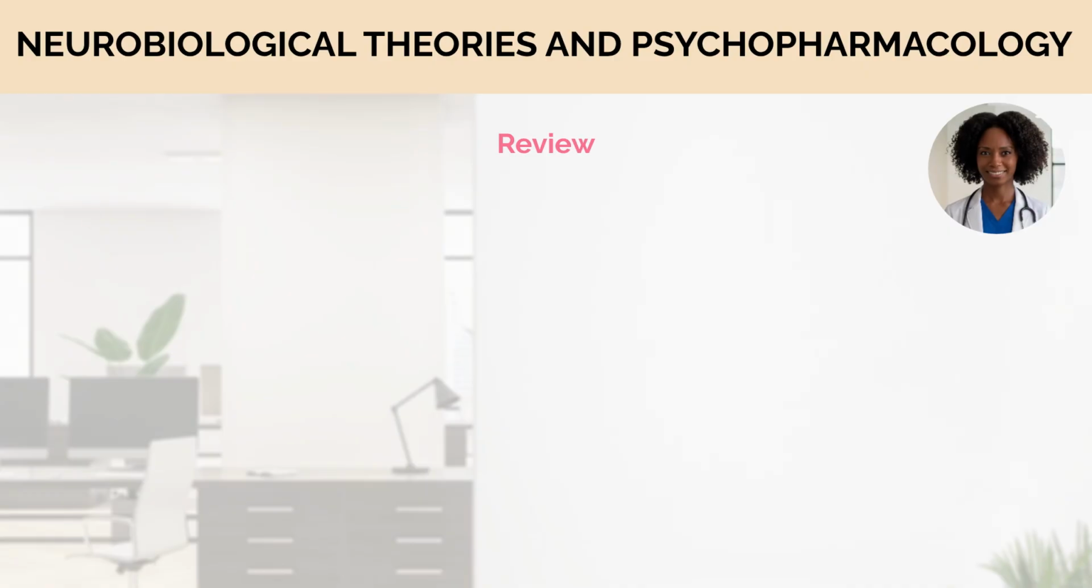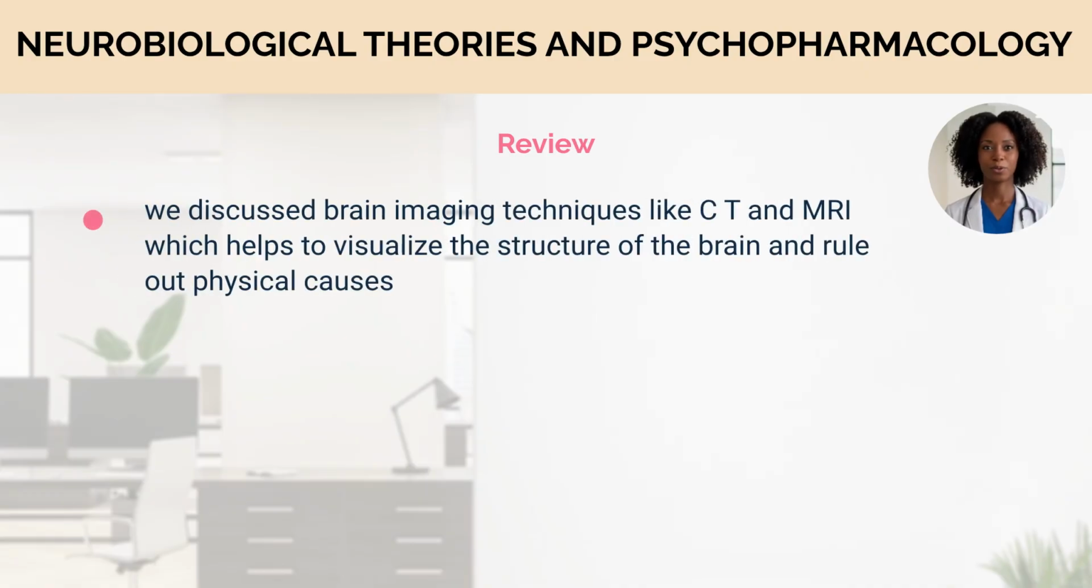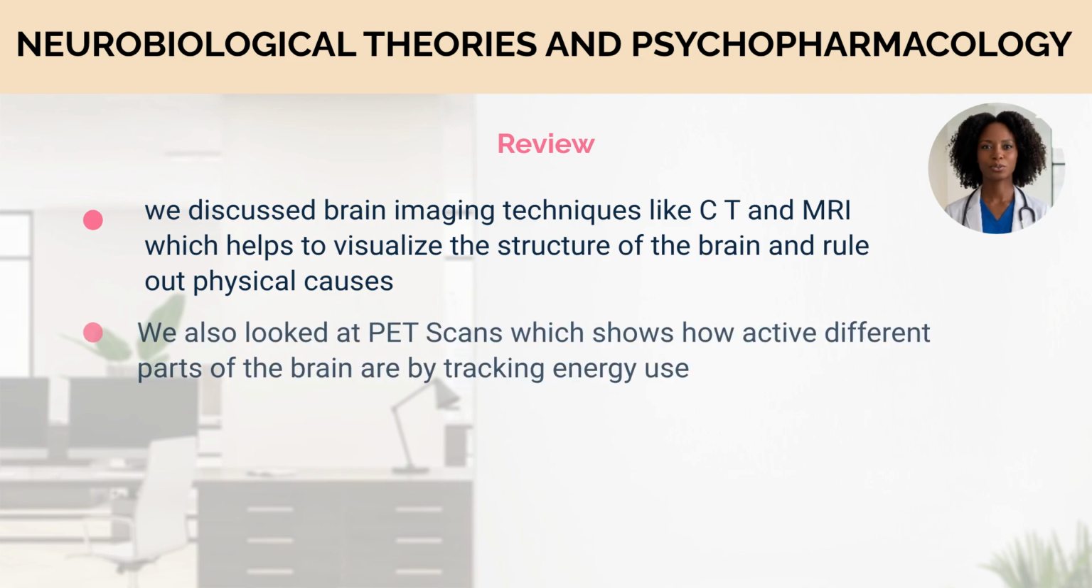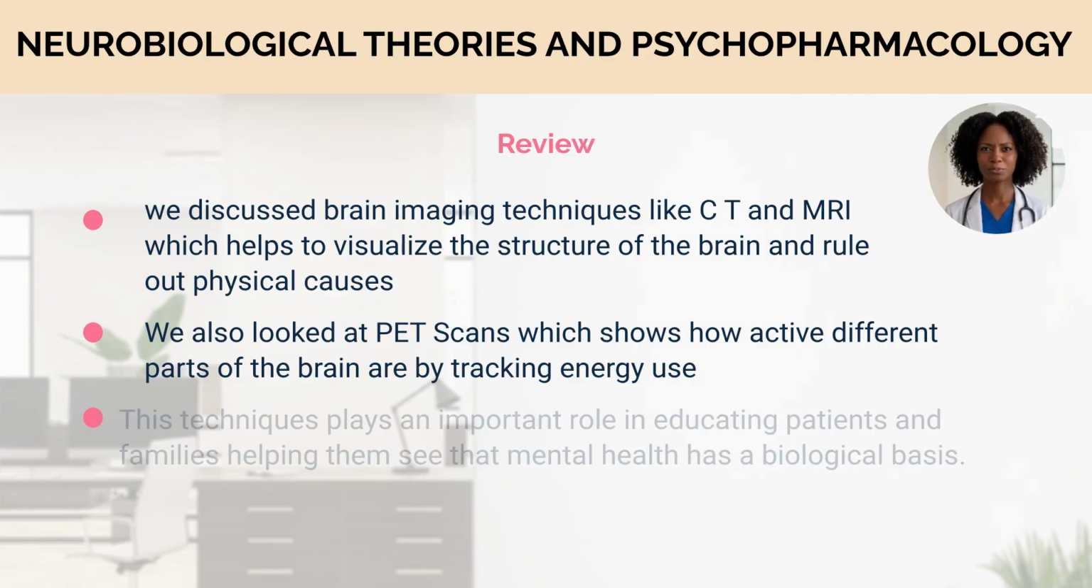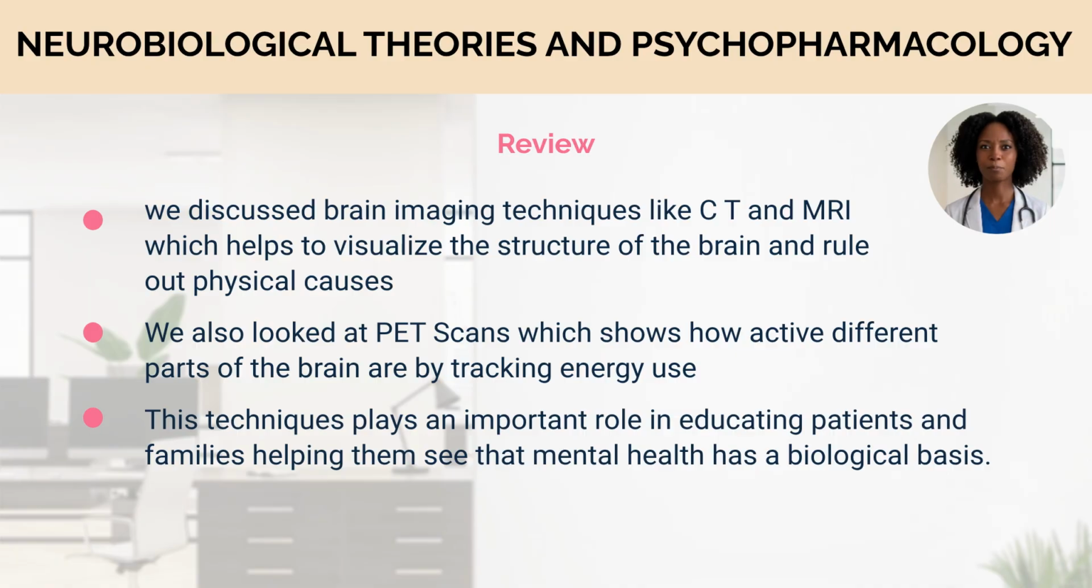In the previous lesson, we discussed brain imaging techniques like CT and MRI, which help to visualize the structure of the brain and rule out physical causes. We also looked at PET scans, which show how active different parts of the brain are by tracking energy use. Finally, we concluded that this technique plays an important role in educating patients and families, helping them see that mental health has a biological basis.